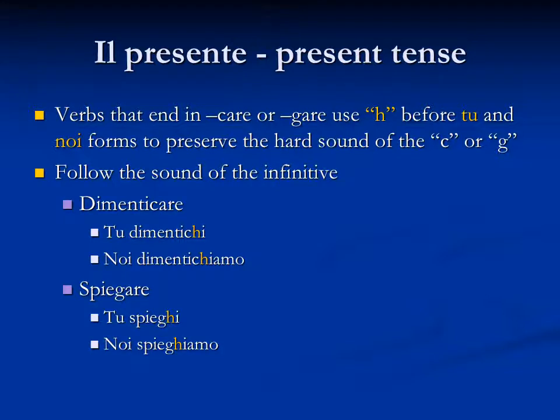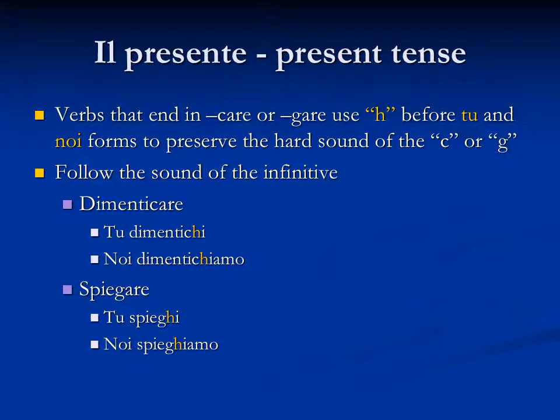With present tense verbs, there is one thing we want to note about the spelling of -gare and -care verbs. What we do is, between the stem and the ending in the tu and the noi forms, we use an h in Italian. The reason we do this is to preserve the hard sound of the c or the g. Essentially, we're just maintaining the sound of the infinitive.